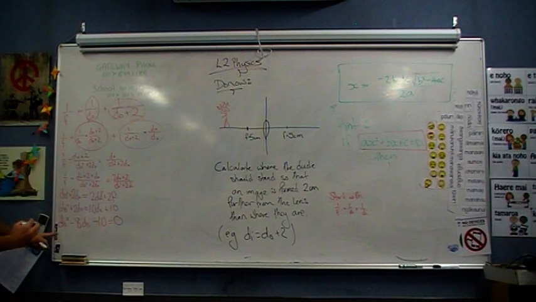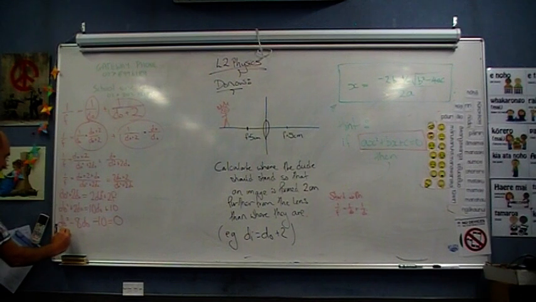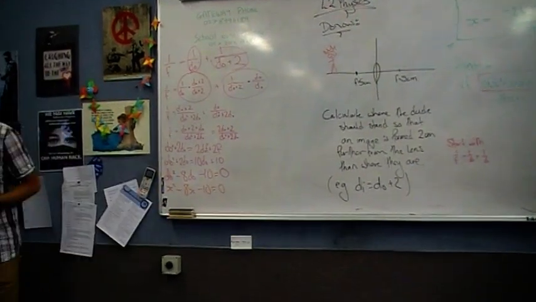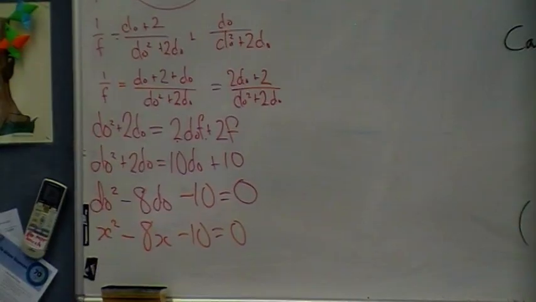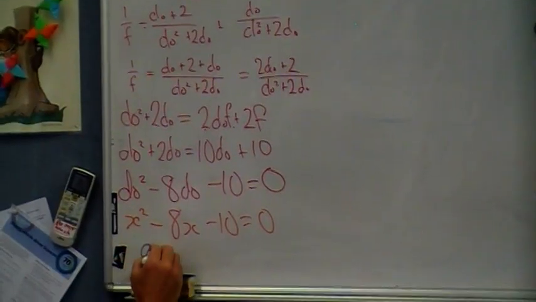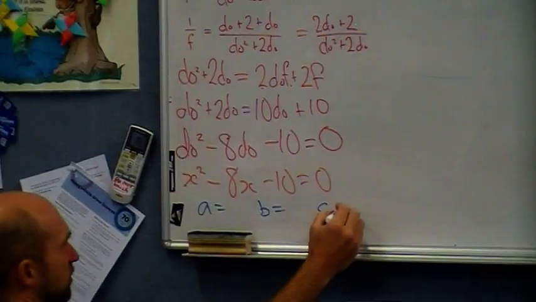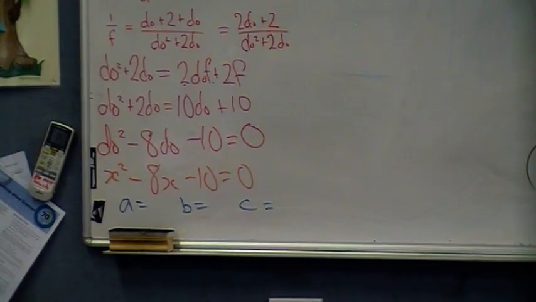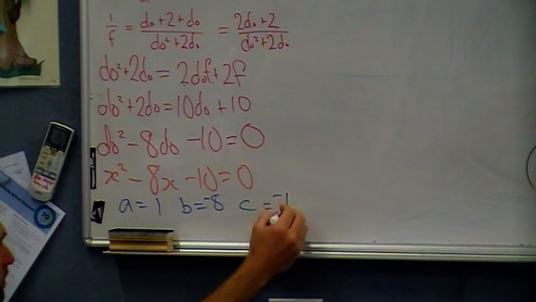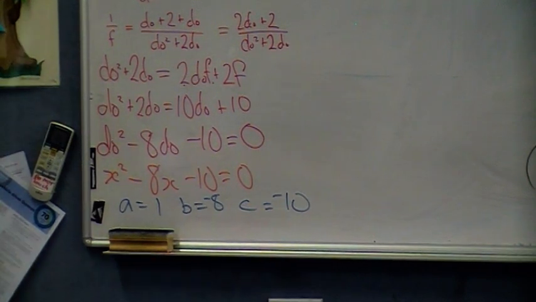Because we've got here, it's like x squared minus 8x minus 10 equals 0. And like maths lingo, A. So how much is A? How much is B? And how much is C? A is 1, B is negative 8, and C is negative 10. Good. And so we're going to plug those numbers exactly into that equation there.